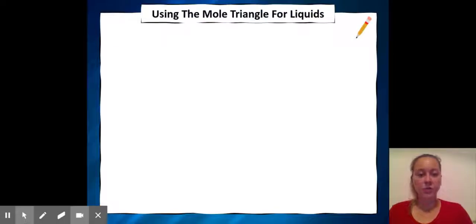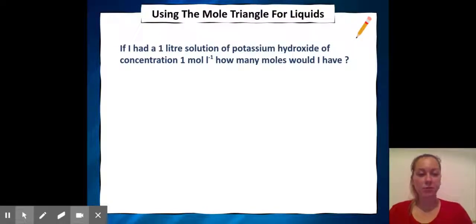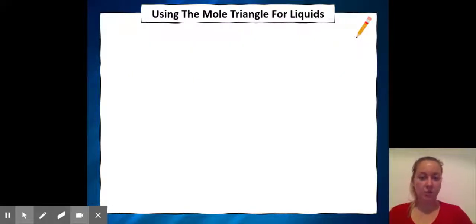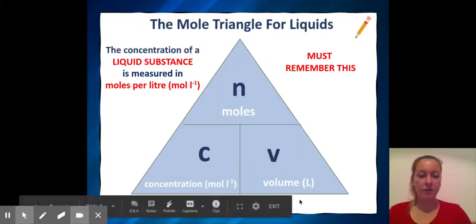So how do we use the triangle? Exactly the same as we do for solids, but bearing in mind we are swapping out the mass and GFM for concentration and volume. Now, the volume has to be in litres. Let's go back to the triangle a wee second. The volume has to be in litres. The number of moles is in moles, and the concentration, remember, is moles per litre.